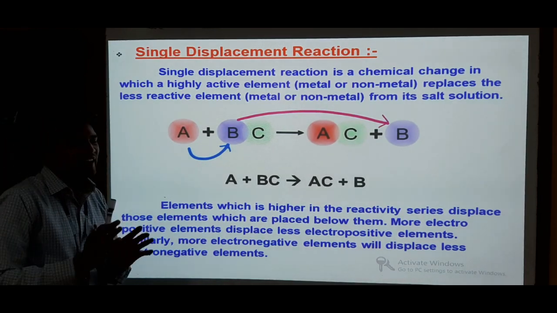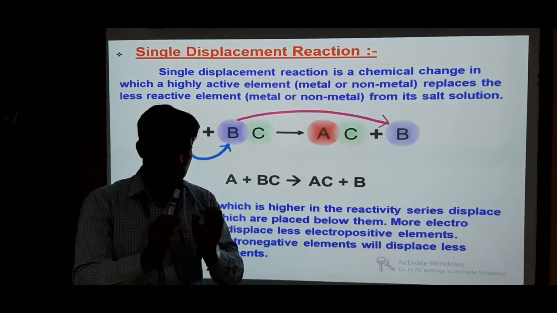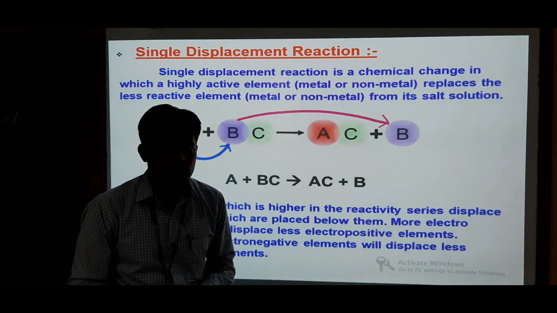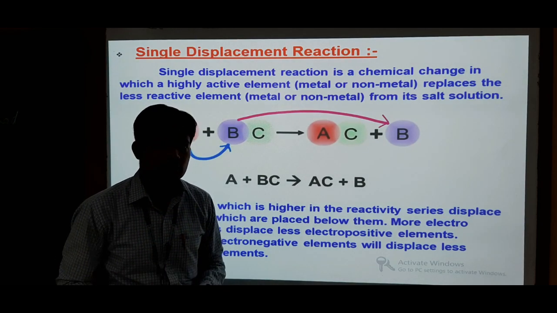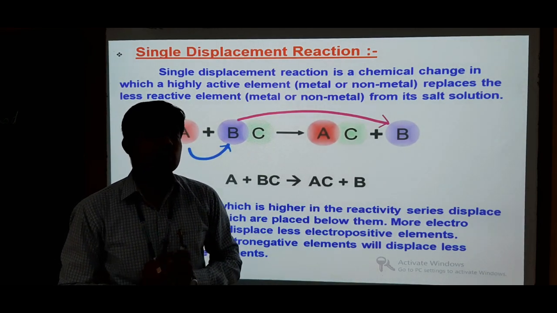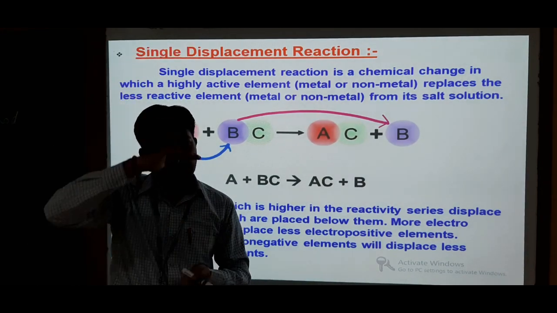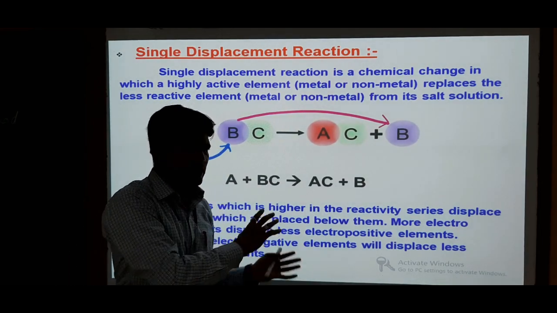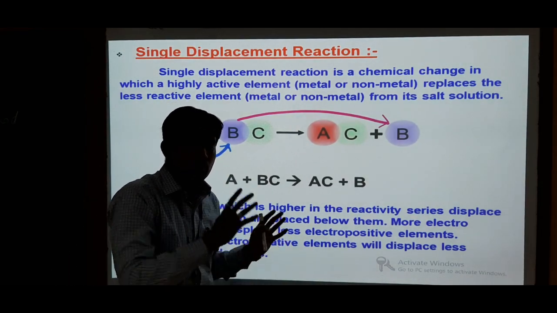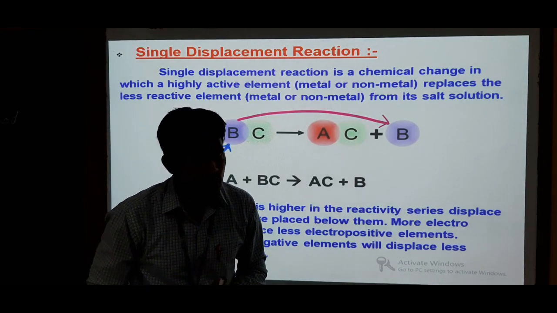Element which is higher in the reactivity series. What is the reactivity series? It's a series in which metals or non-metals, ions or cations are arranged as per their reactivity. More reactive elements are arranged up while less reactive elements are arranged down. I am going to show you this reactivity series, but in more detail we will be studying it in the third chapter, that is metals and non-metals.